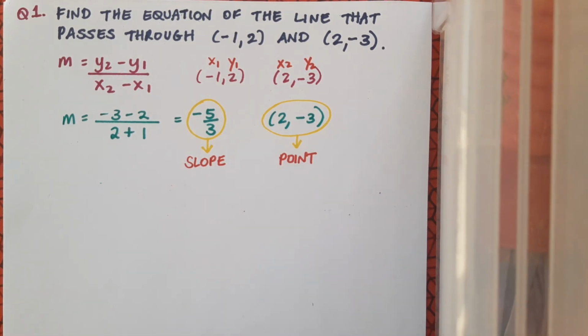And just to point out that if you've chosen the point -1, 2 as your point to get the equation of the line, that's absolutely fine. We should both get the same answer at the end of the question.